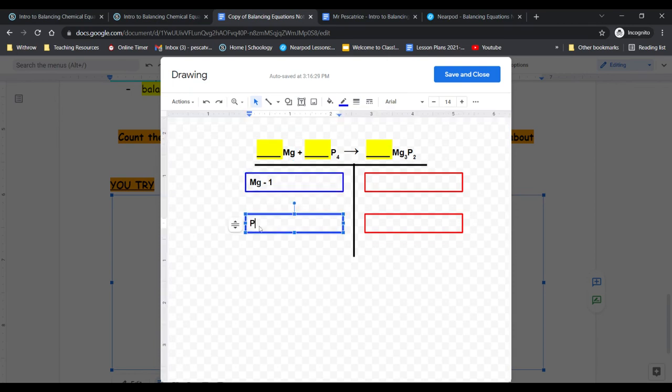On the next one, I have phosphorus, P, and you can see that I have a 4 in the subscript. So that's going to give me 4 of these. Now I'm going to go over to the side. There's magnesium again, and there's 3 of them. And I have phosphorus, and there's 2 of them.